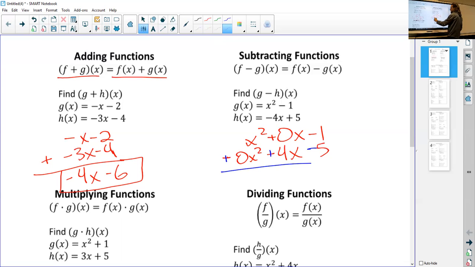So we only have 1x squared. 0x plus 4x is just 4x. And negative 1 plus negative 5 is negative 6.